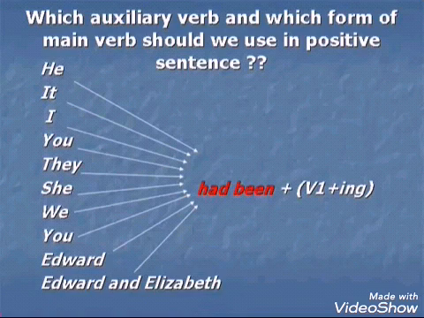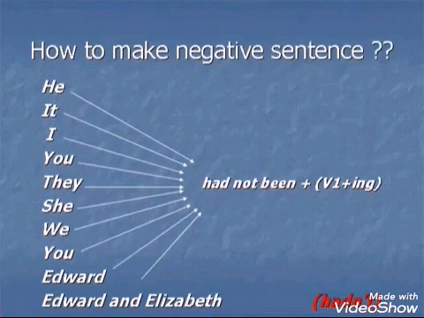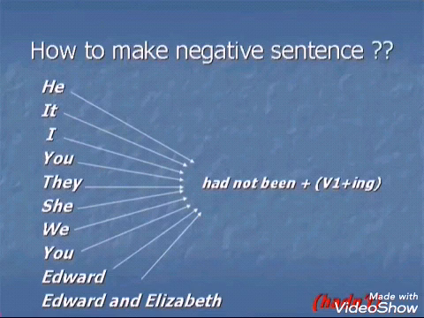So here the positive form of the past perfect continuous is had been plus verb plus ing with all pronouns, and you can get more examples for that. I can say Ahmed had been watching TV for 2 hours yesterday. How to make a negative sentence in the past perfect continuous?